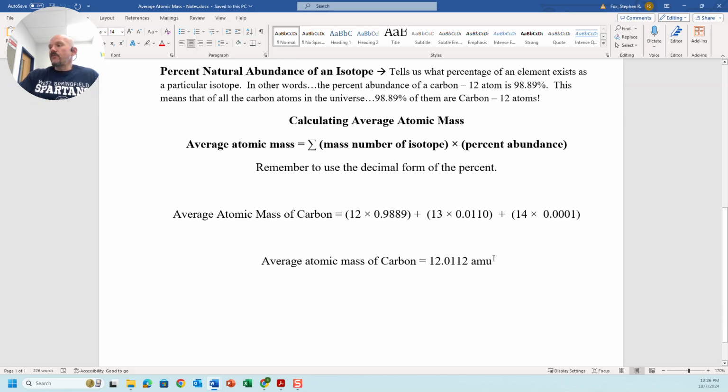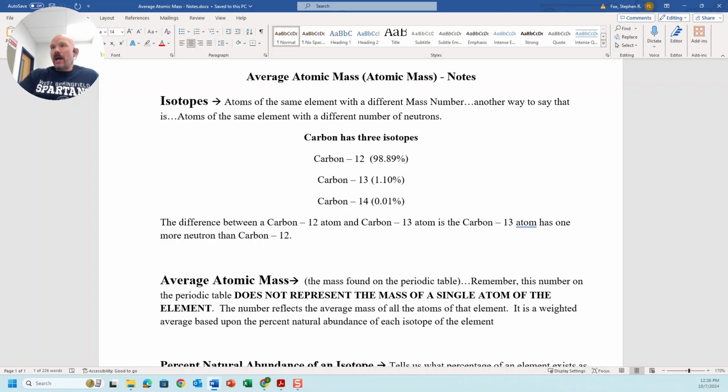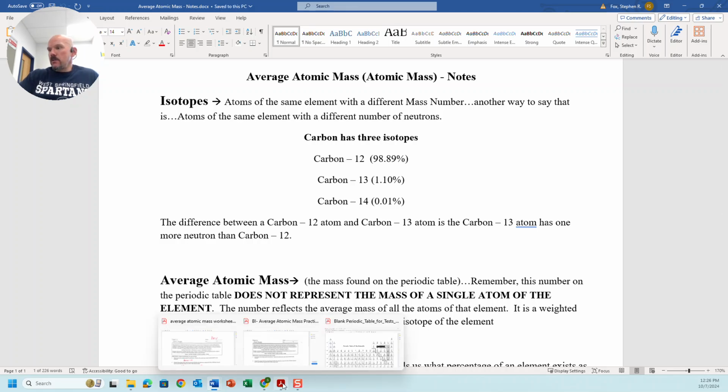And then also understand the unit for average atomic mass is AMU, which is atomic mass unit. So that's kind of the background. Let's look at the practice we're going to be doing.